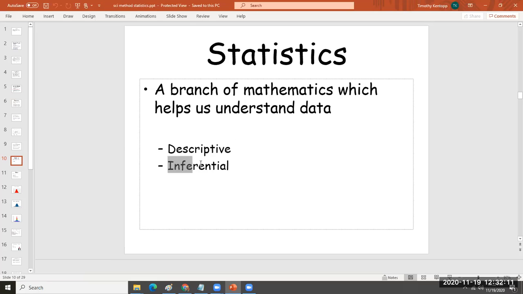Inferential would have to do with the probability of correlations between two data sets or two populations. So this one centers on probability. This one centers on number crunching. Is that a clear way to describe this? Yeah, I understand that.